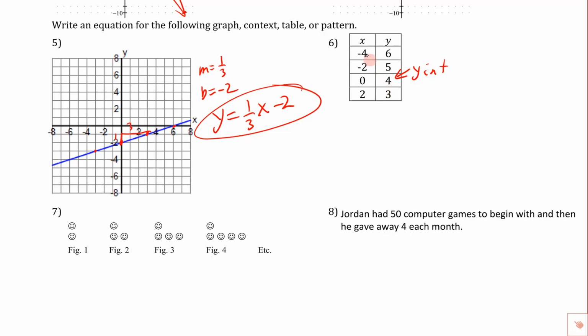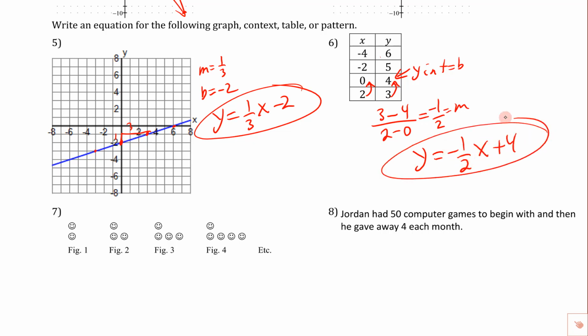And then to find the slope, let's do this. Notice we've got some negatives here. I'm going to avoid those for the time being. I'm going to do y2 minus y1 over x2 minus x1. So this is going to be a -1 on the top and a 2 on the bottom. So that right there is the slope. Okay, so we've got the y-intercept and we've got the slope. So we've got y equals -1/2 x plus 4, and we're all set to go.